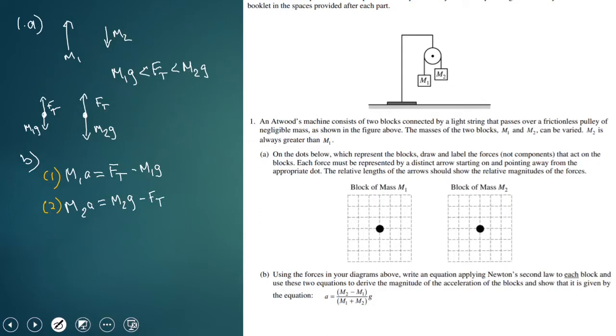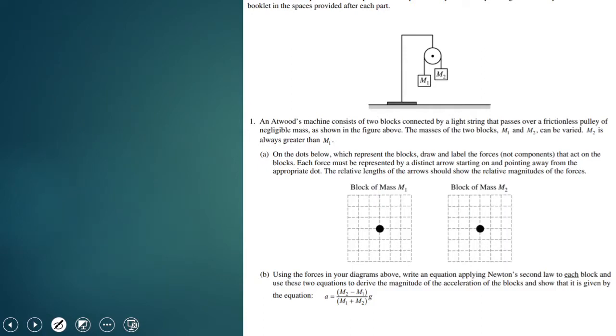And so what we're able to deduce is we can add equation 1 and 2 in order to get acceleration times mass 1 plus mass 2 is equal to M2g minus M1g. So I just added the equations, the FT's will cancel, and then I factored out acceleration. So what we're able to see is that acceleration is equal to, when I factor out gravity, M2 minus M1 times gravity, divided by M1 plus M2, which is what we were provided as the equation that we needed to get to. And so that was part B. Fairly straightforward questions.